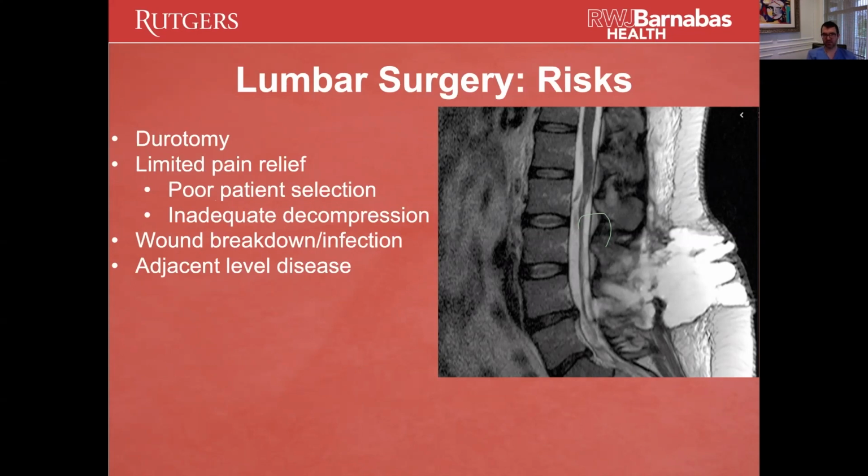Another issue is wound breakdown. That's pretty straightforward. Anytime you make an incision in the body, a wound could get infected or break down. And we spoke a little bit already about adjacent level disease, where you create a bigger lever arm for the adjacent level when you fuse 2 levels together. It's even bigger when you fuse 3 levels together. So adjacent level disease is a breakdown. What is a breakdown? I didn't really explain that before.